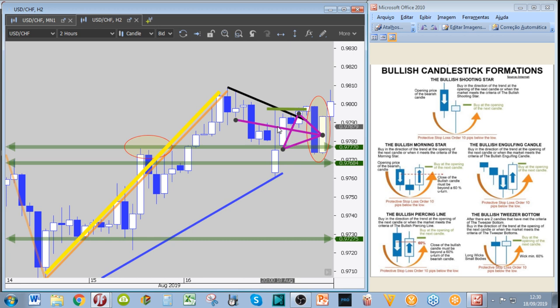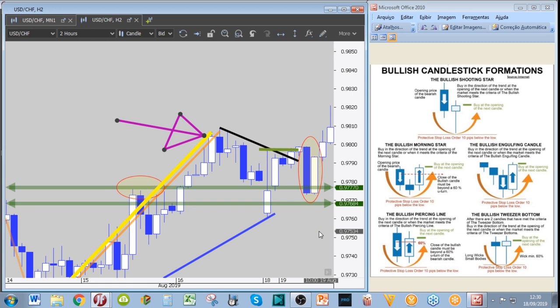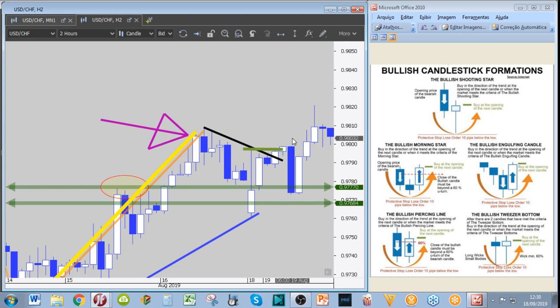Could this be a bullish piercing line? Right? The market fell down and then reversed minimum 60%. I would say yes, this is a bullish piercing line. So let's see how it's going to play out. Moving up, moving sideways. Okay, now it made a high. I'm going to delete this, right?